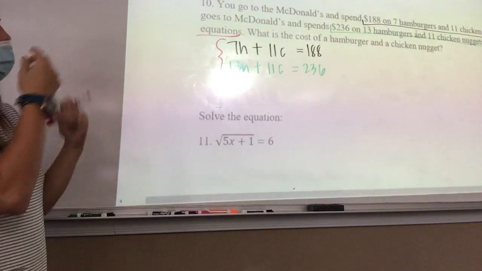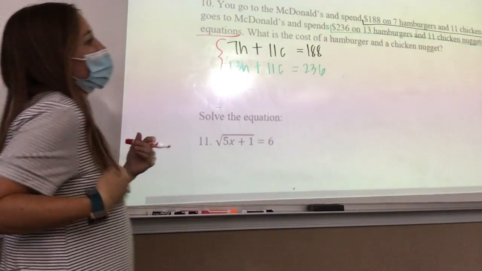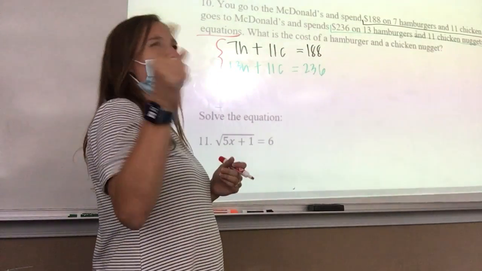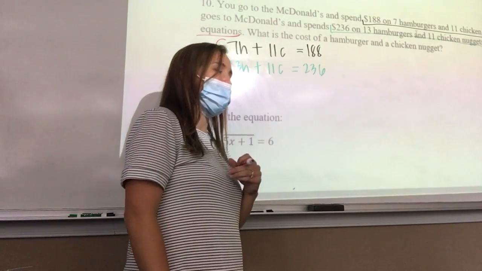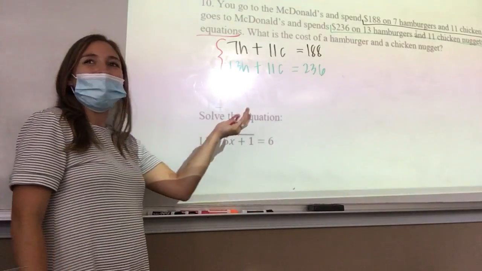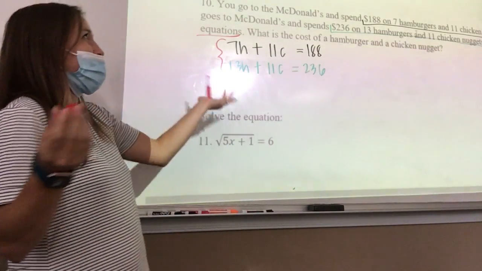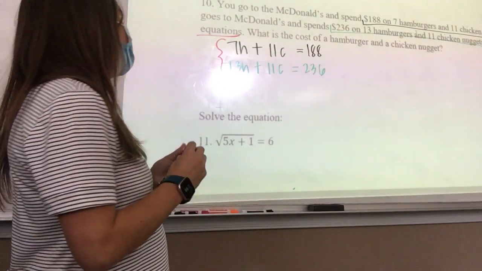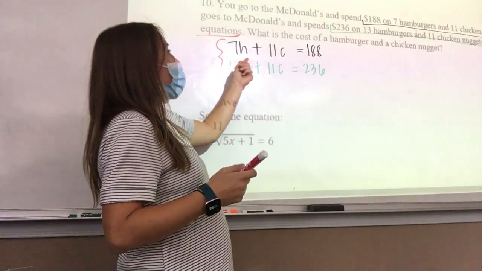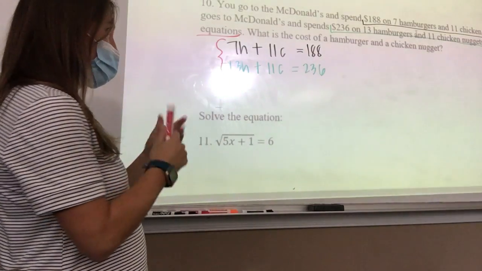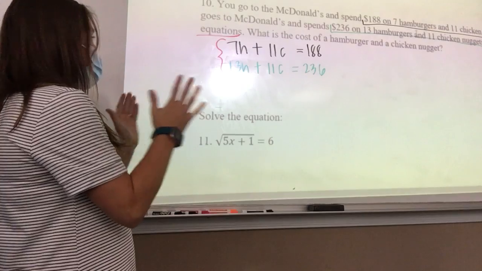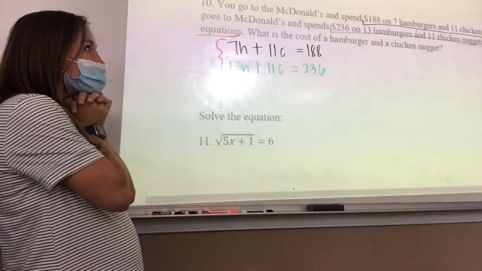But the second part says, what is the cost of a hamburger and a chicken nugget? And don't be like, I know at McDonald's it's $2.95. Because it's different, right? We go to the fancy McDonald's or something like that because it's really expensive. So we need to figure out what H and C are respectively. And does anyone remember how we do that?